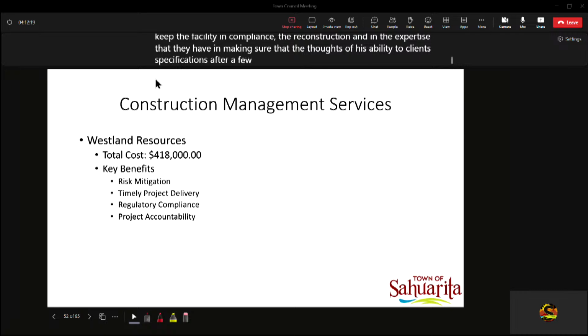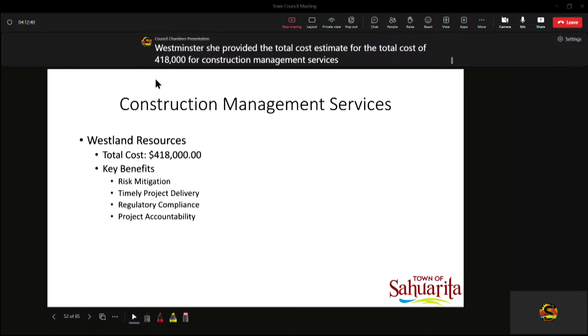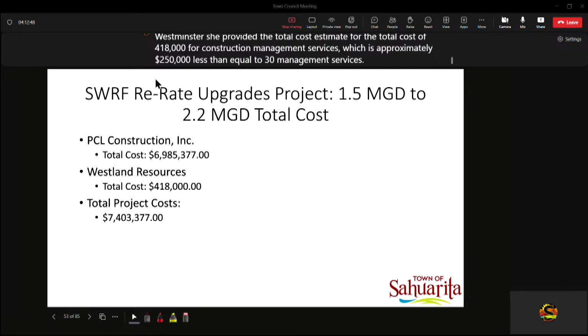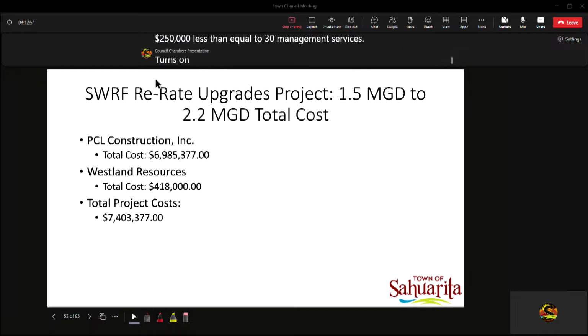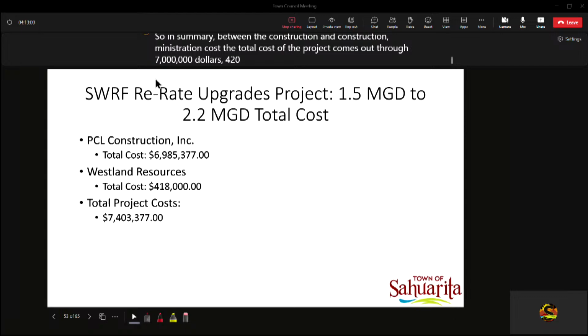After a few discussions with Carollo Engineers, who are the design engineers for this project, we had to look elsewhere, to Westland Resources, to be able to stay within the budgeted capacity of the project. Westland Resources provided a total cost of $418,000 for the construction management services, which is approximately $250,000 less than Carollo Engineers for the construction management services. So in summary, between the construction and the construction administration costs, the total cost of the project comes out to $7,403,377.